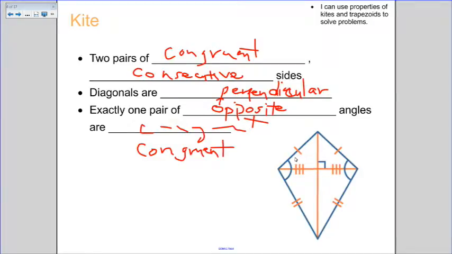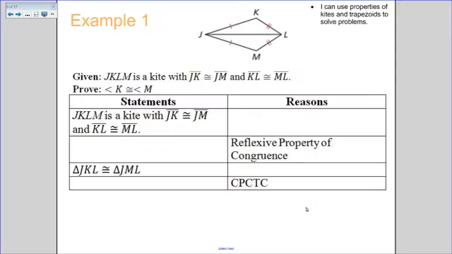Okay, so if you look over here at the kite, we can see two pairs of congruent consecutive sides. So this side's congruent to this side. The diagonals are perpendicular to each other, and we can see that right here. And there's exactly one pair of opposite angles that are congruent. So I have a congruent angle here, which is congruent to there.